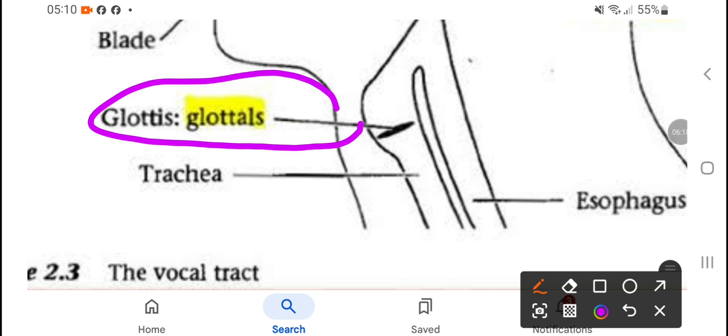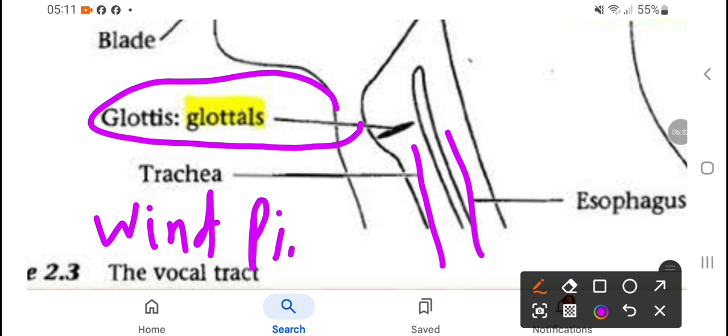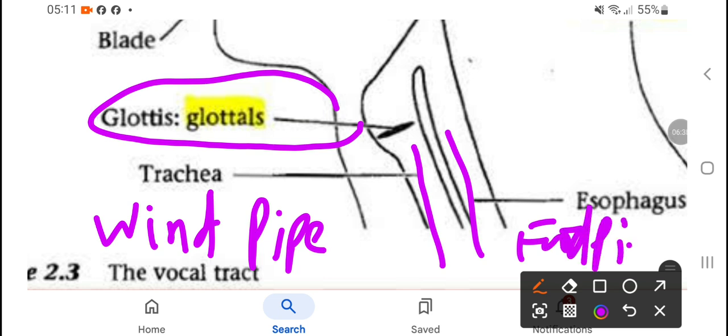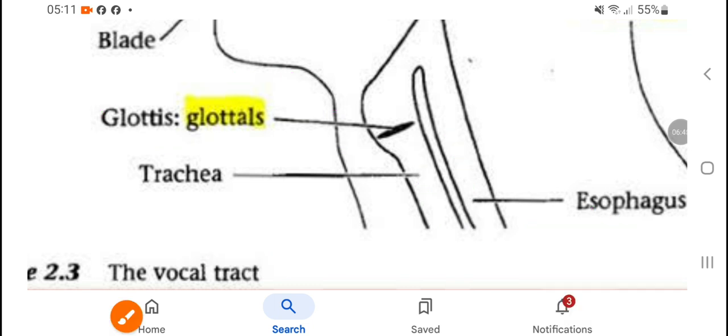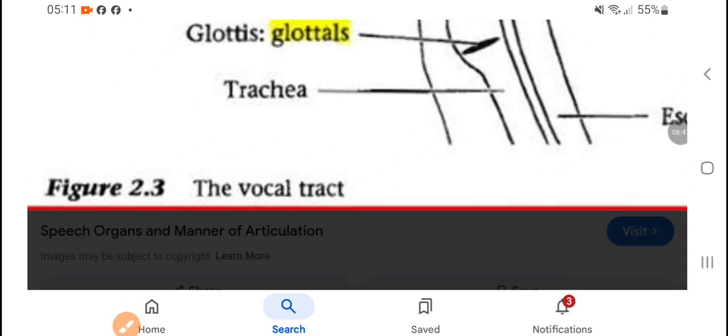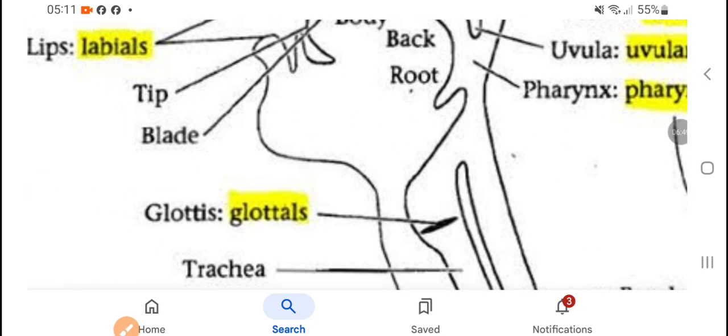And then there are two pipes. One is the food pipe and the other is the windpipe. This is the windpipe. The trachea is the windpipe, and the esophagus is the food pipe. So this way you have to remember, right? Very important part of your course, right?